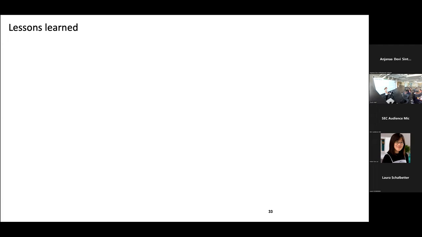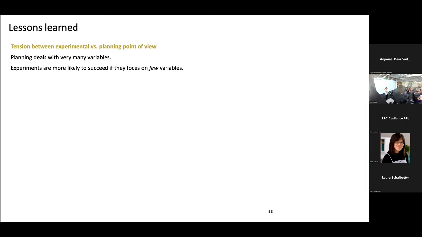And then finally, moving on to the lessons learned. As I mentioned, this was quite a multidisciplinary project. So that means we definitely noticed there was a tension between the experimental point of view and the planning point of view, because I come from an architecture background. Architects and planners would be interested in knowing the holistic walkability of a street. But if you're doing an experiment, then it's much better to have only very few variables that you're varying in order to get a bigger sample size and more certain results. So that was one of the things that was kind of a problem.